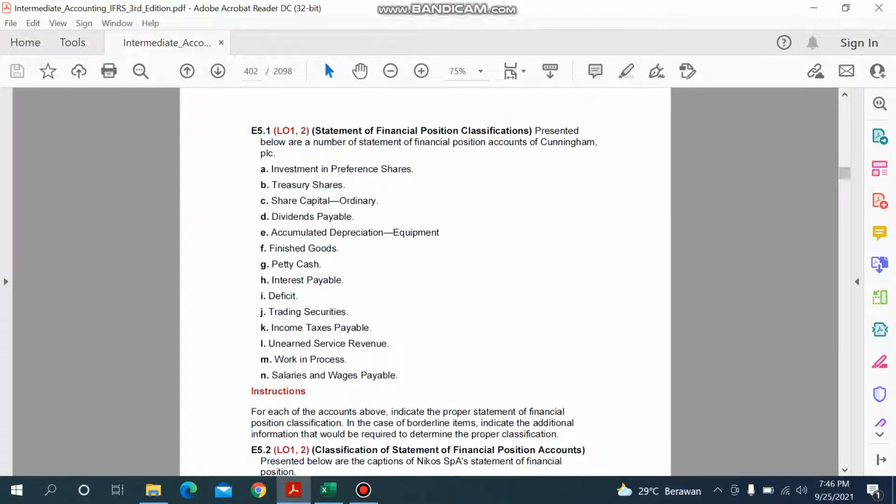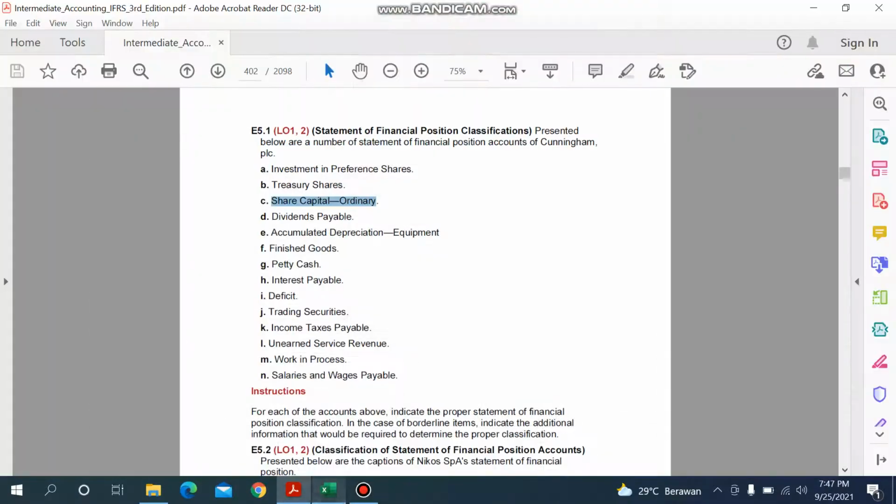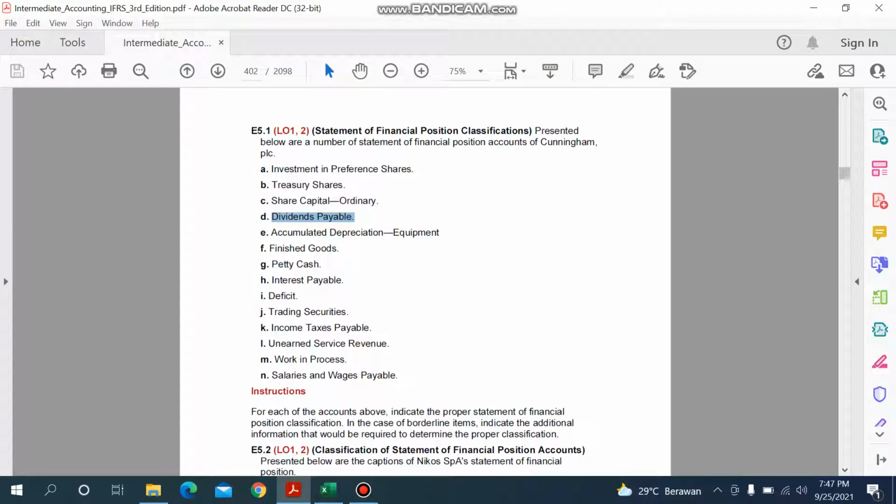And then C, share capital ordinary. This is the same as common stock, so it is under equity also. And then D, dividends payable. Payable means it is a liability. Dividends usually are a current liability because they will be paid in less than a year.